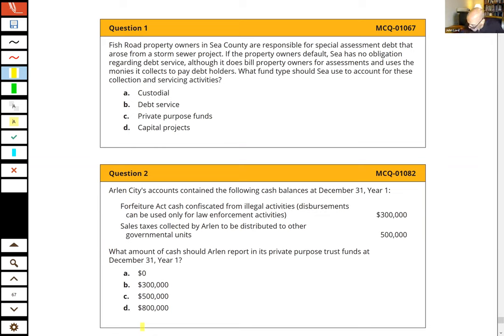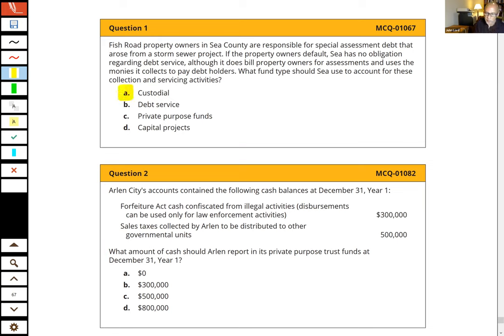Okay, let's go ahead and end this poll and take a look at the answer to this question. And it looks like a good chunk of us got this right, which is option A. This is a custodial fund. Let's just read through. Property owners in C County are responsible for a special assessment debt that arose from a storm sewer project. If property owners default, C has no obligation regarding debt service, although it does bill property owners for the assessment and uses the monies it collects to pay debt holders. What fund is that? That's the custodial fund.